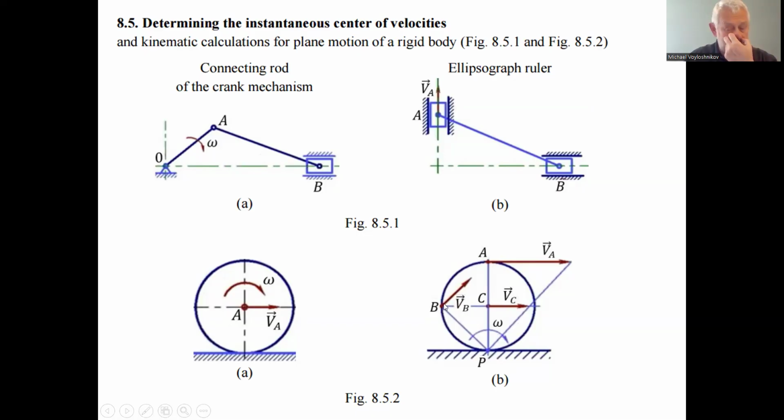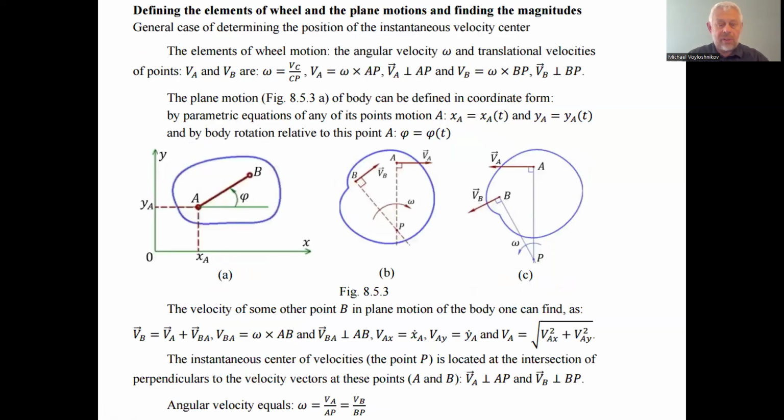We can find as well the direction of the velocity of the point B, and the magnitude, the vector VB, we can find as well. This is another example in which we can use the concept of the instantaneous center of the velocity.